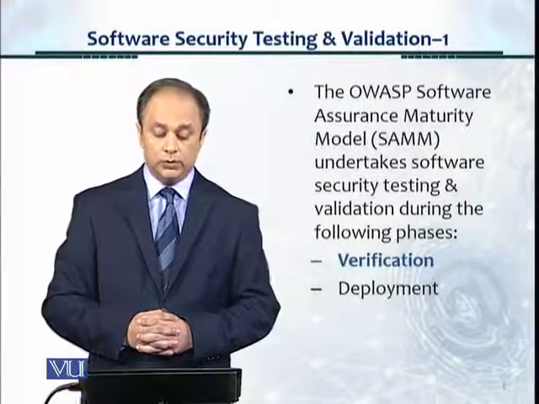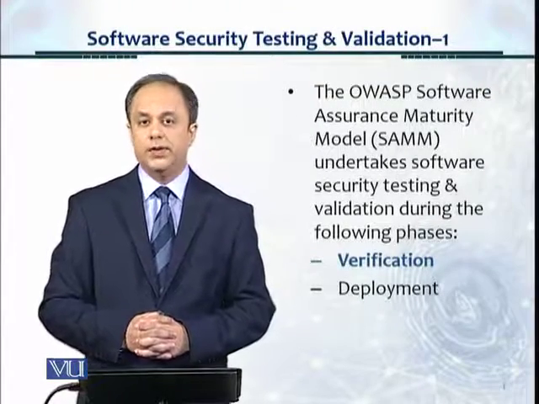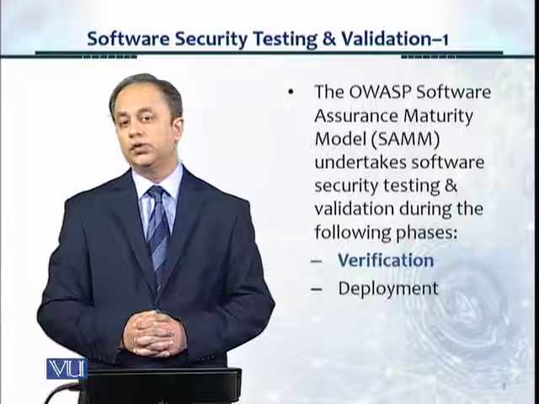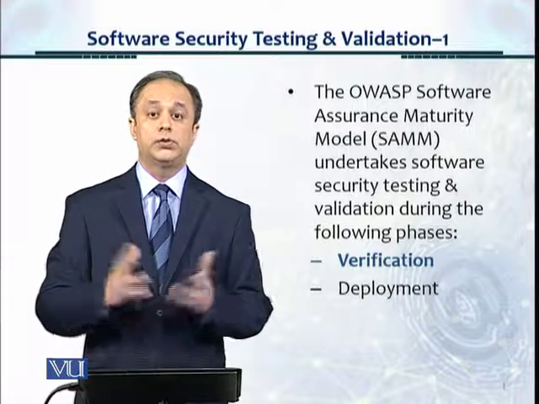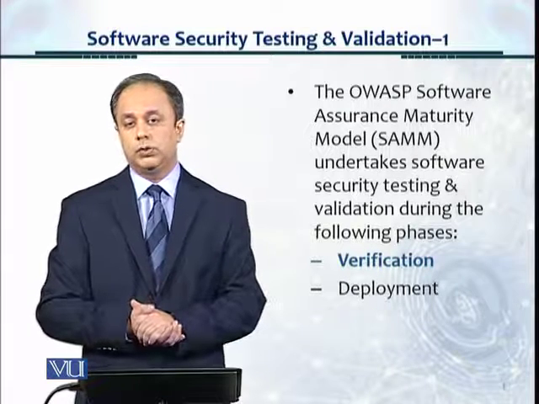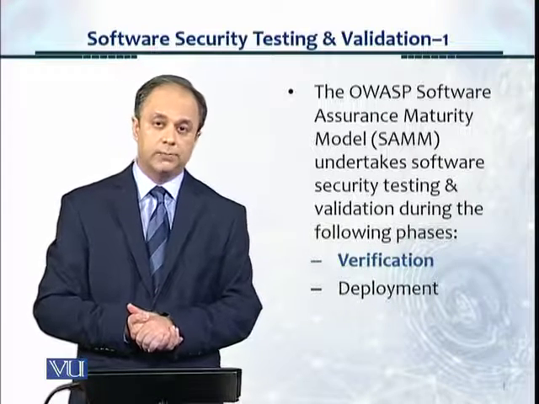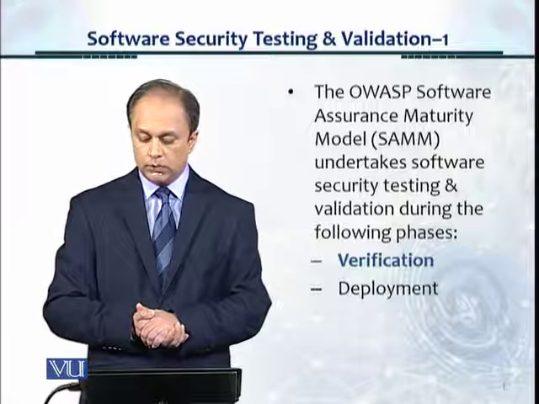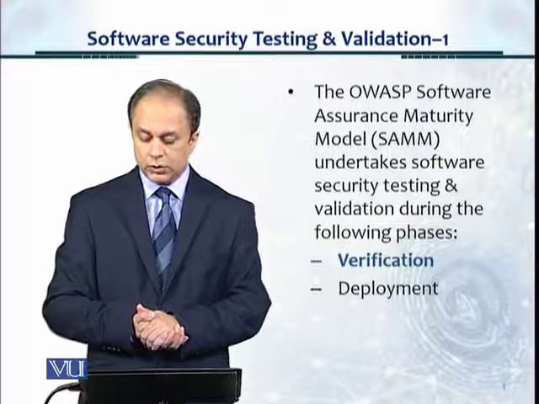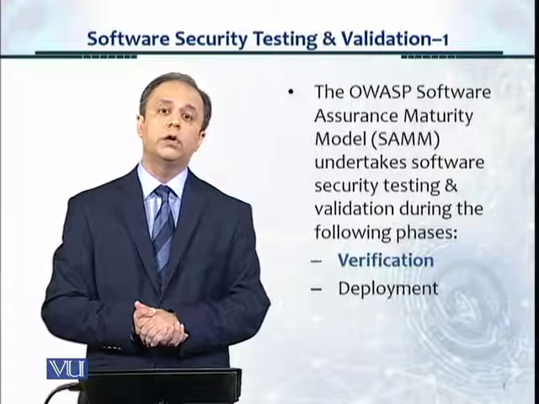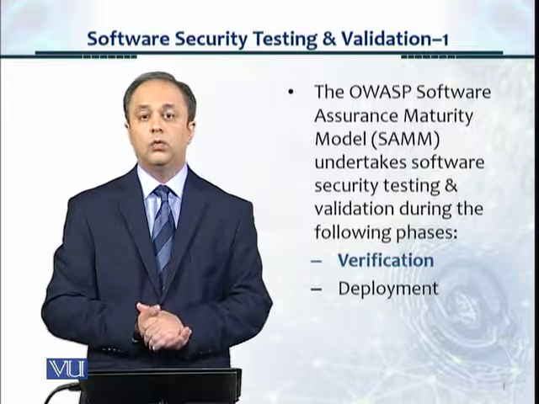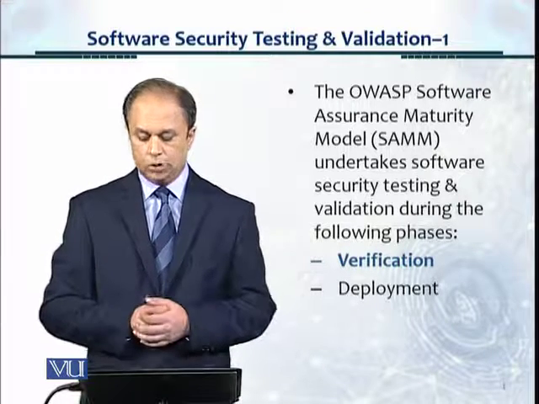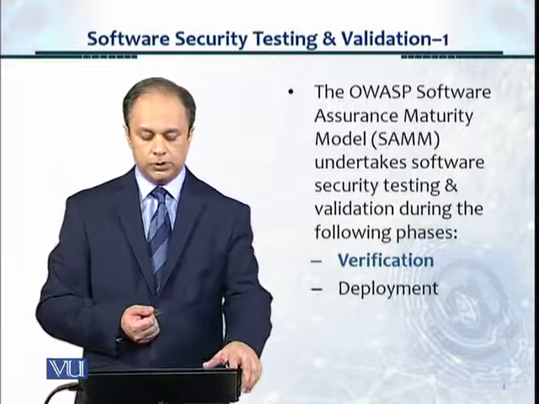Welcome. Now, in this module, we're going to go into further depth in the Software Assurance Maturity Model, which is SAM, the model which OWASP has developed for software security. Now, the OWASP Software Assurance Maturity Model undertakes software security testing and validation during the following phases, or what it calls business functions. And we'll talk about verification in this module.